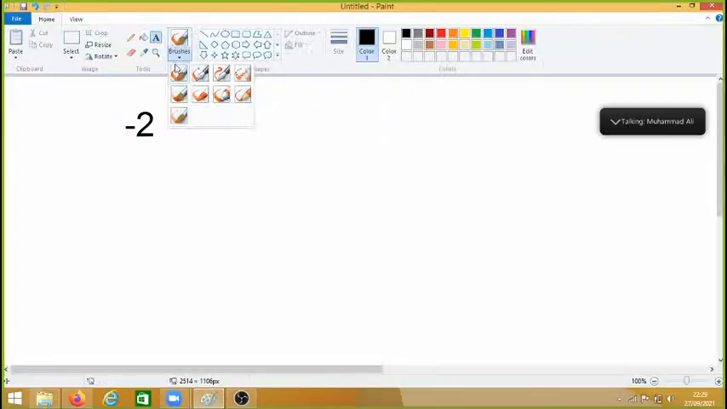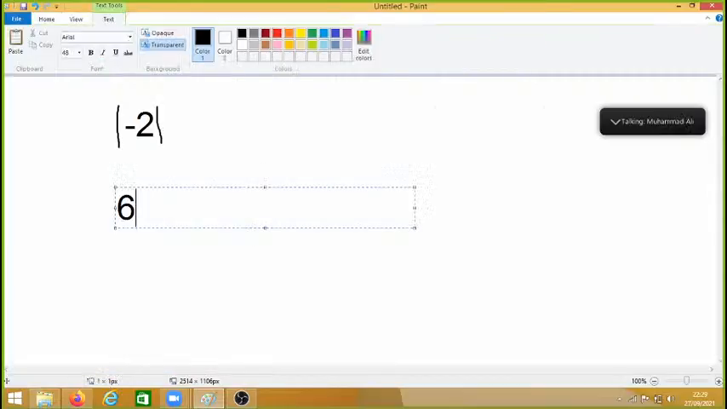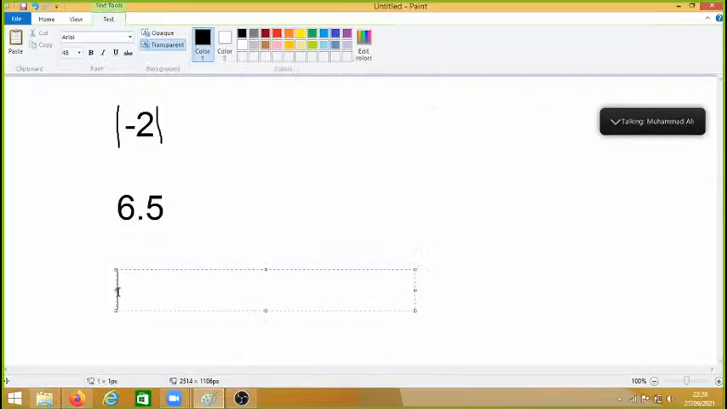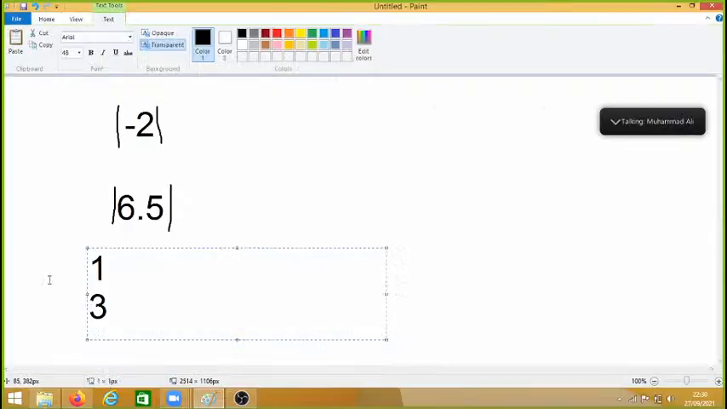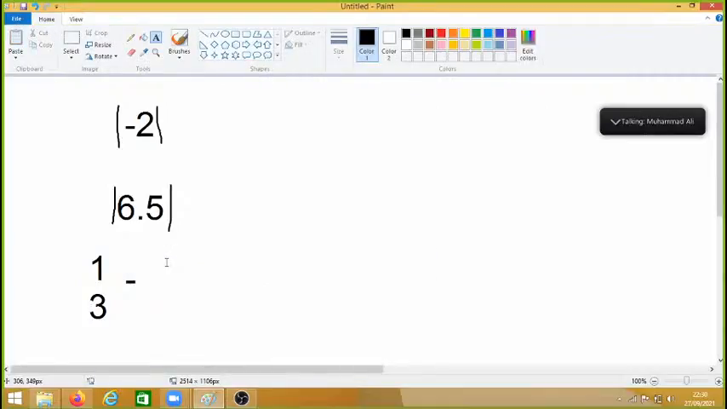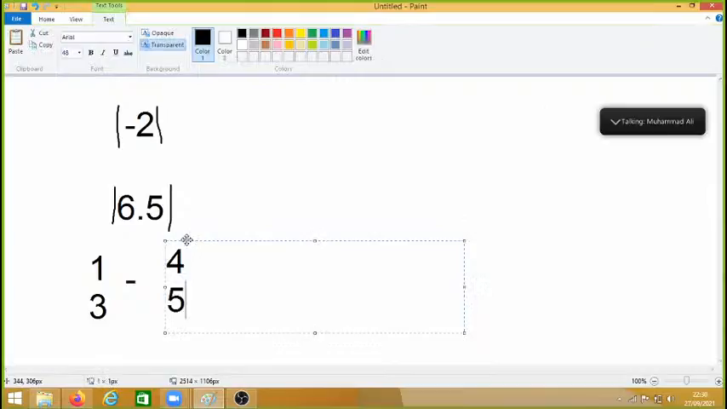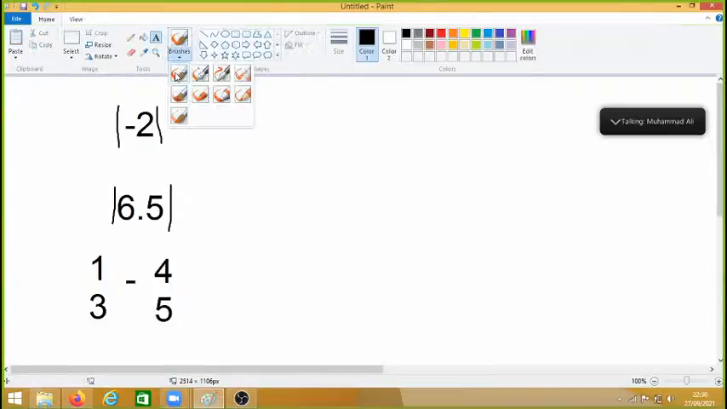So let's go. The modulus of 6.5. Type the answers as soon as you know. And then finally a fraction one, the modulus of 1/3 minus 4/5. Try it without a calculator, but if you need a calculator, that's fine as well. But it's not just 1/3 minus 4/5, it's the modulus of 1/3 minus 4/5.